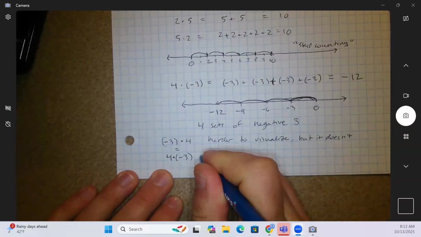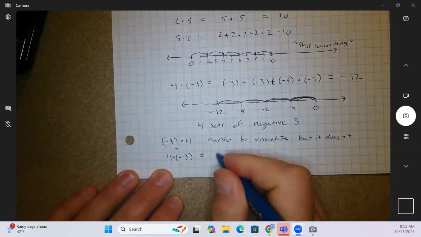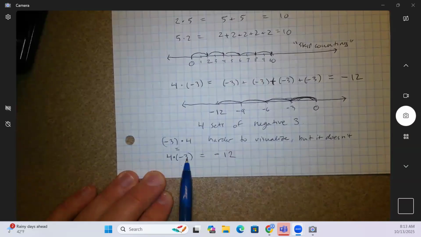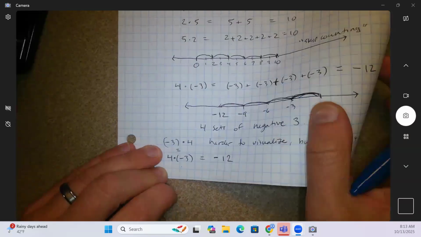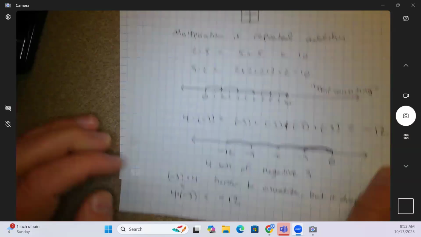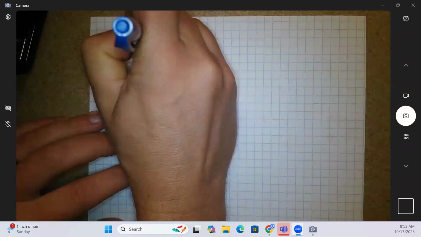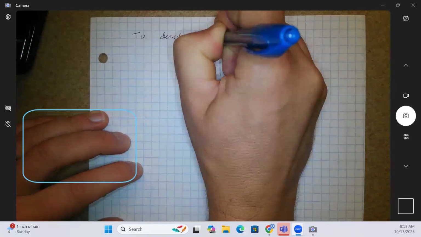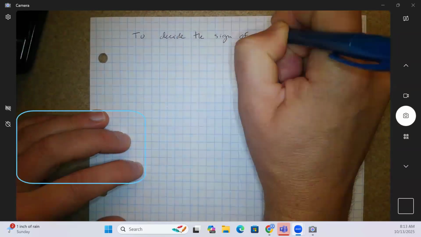Which we know is -12. What's 4 times 3? 12. And when you make it a -3, we also have a -12. So let's write down our rules for the sign of multiplication, to decide the sign of a multiplication.